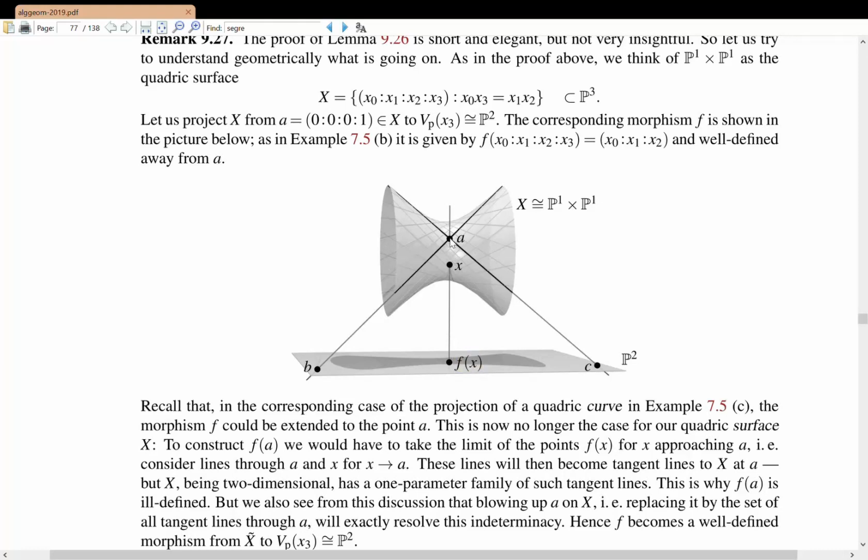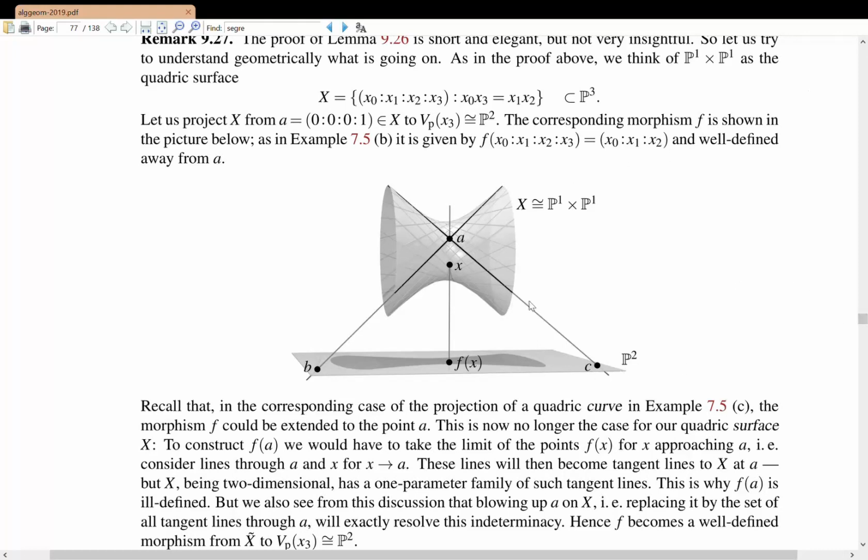Now, we saw some examples where it was possible to extend the morphism. For example, if there was a unique tangent line at A. Of course, in this case, there's not a unique tangent line at A because A is a point on a surface, so there's a tangent plane. There's lots of lines going through A. So that doesn't work.